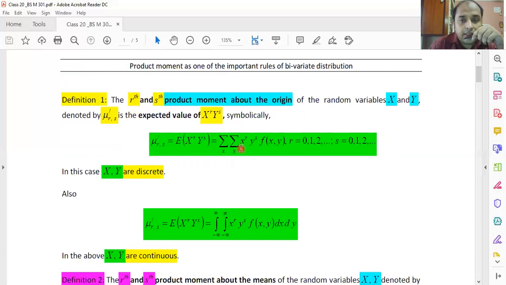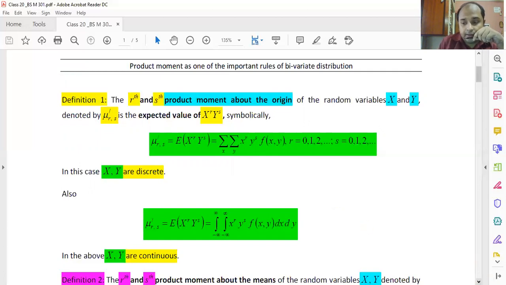I am not going into the details of these mathematical expressions because lots of problems have already been done on that. But the important part of this particular lecture is this expression, capital X to the power r and capital Y to the power s, and their expectation value. And just like we represented moment about origin by mu primes, here the product moment about the origin is represented by mu r comma s prime.